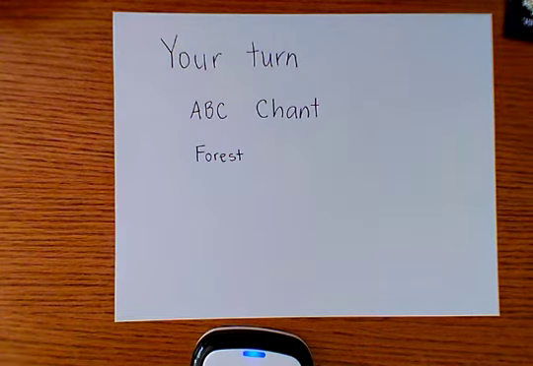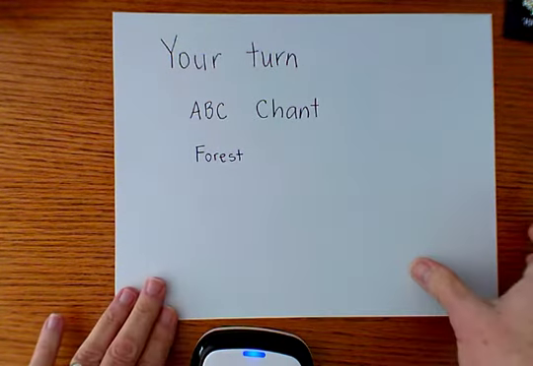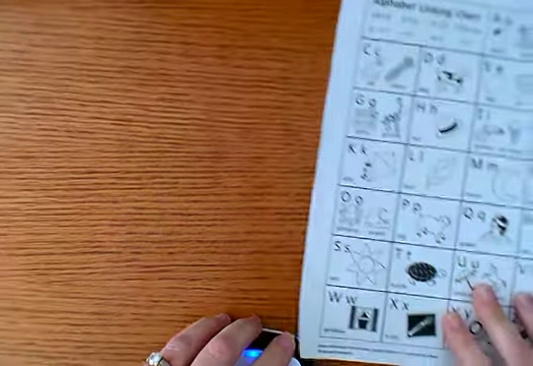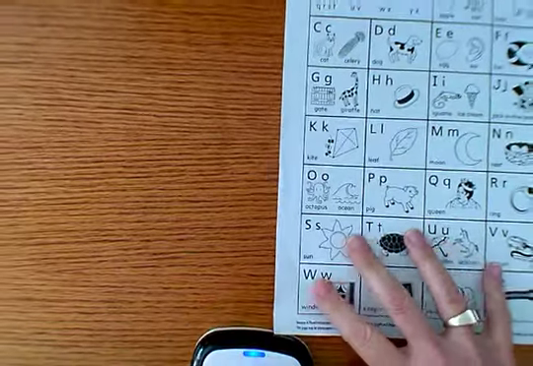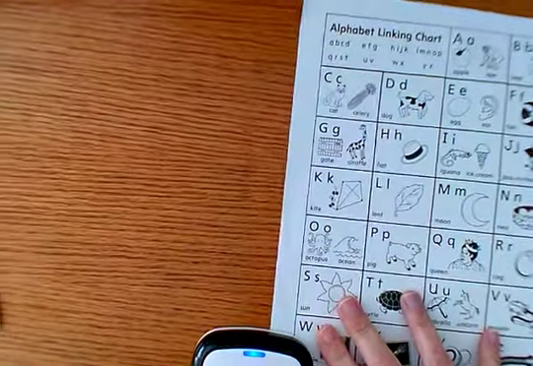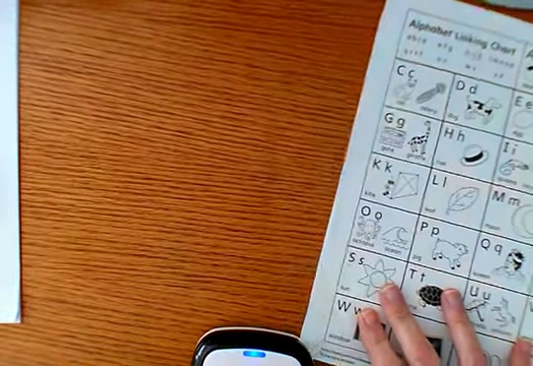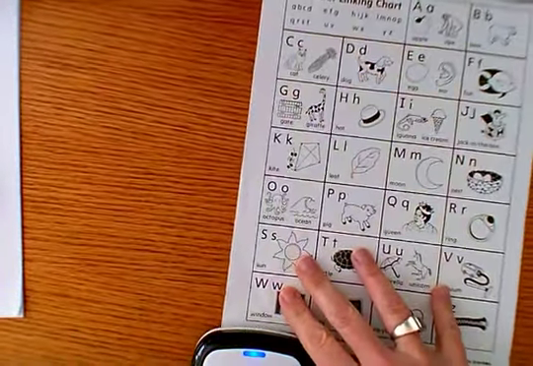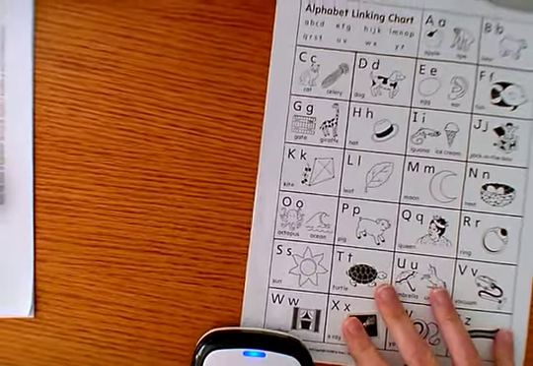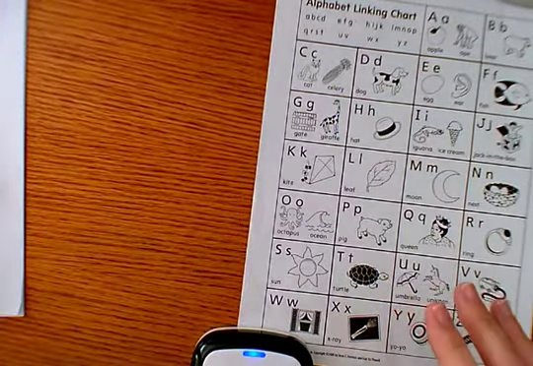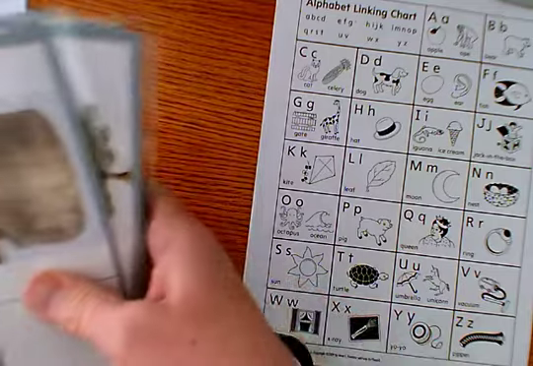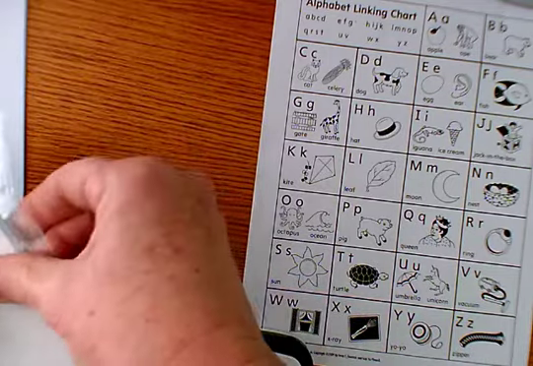Your turn. ABC chant, the forest. You will need your alphabet, if you like. Whoops, let's get this over. And you will do this ABC with me. Here we go.